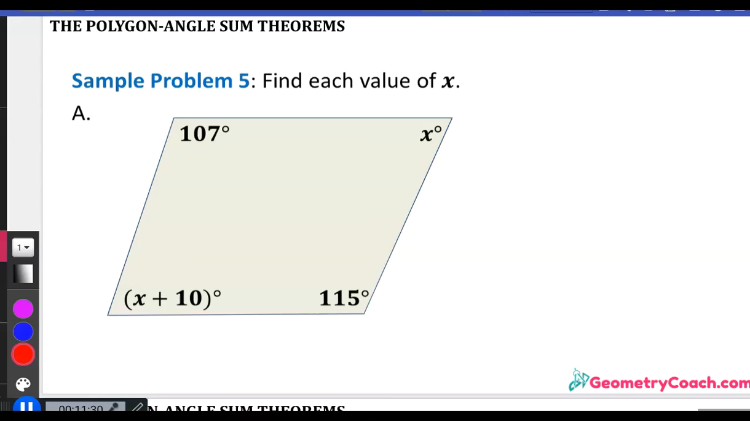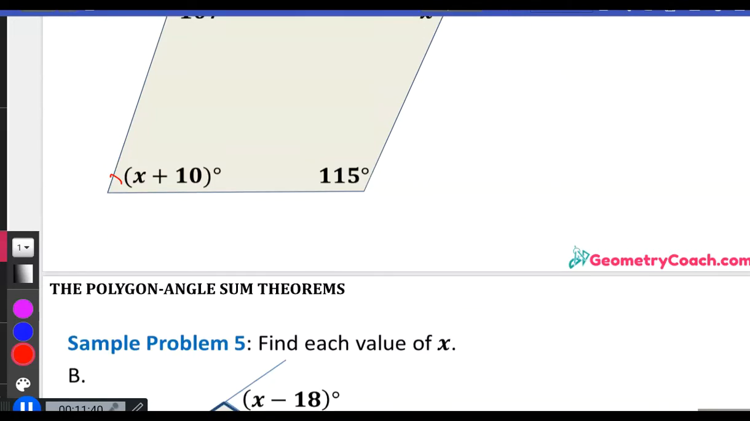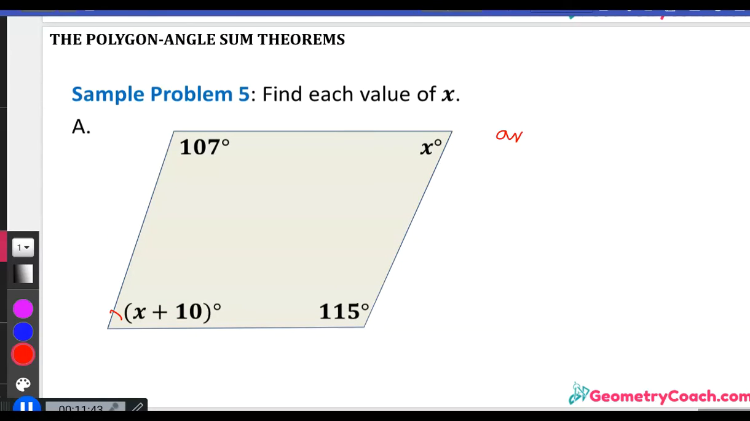Find the value of x. First of all, what kind of shape is this? It's a quad. We have interior angles. So that means we have an angle sum of 360. So these 4 angles need to add up to 360. That's how you're going to find this.